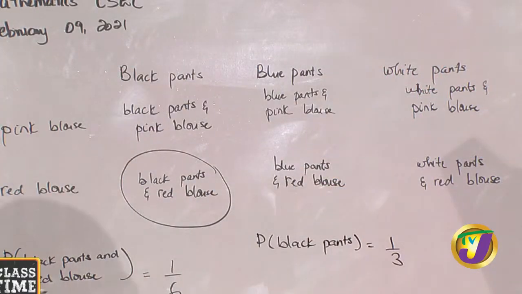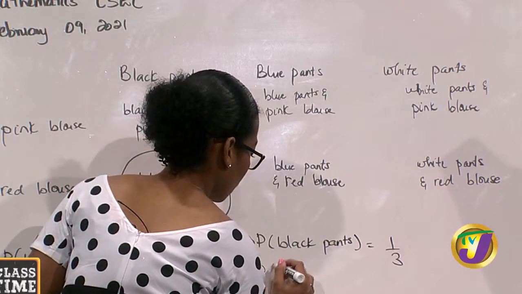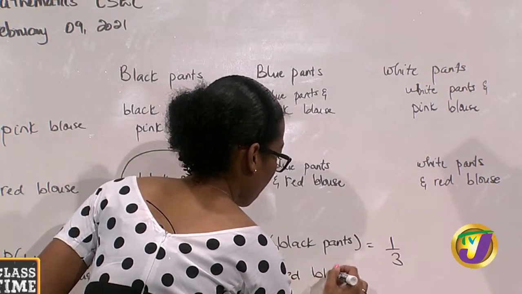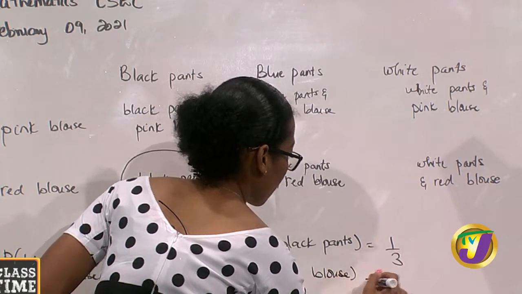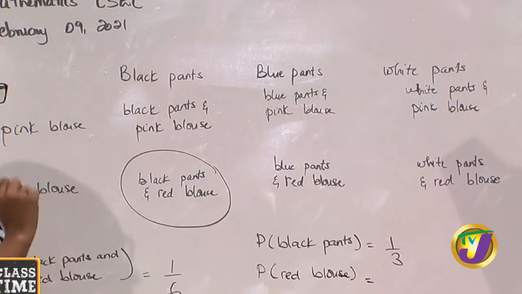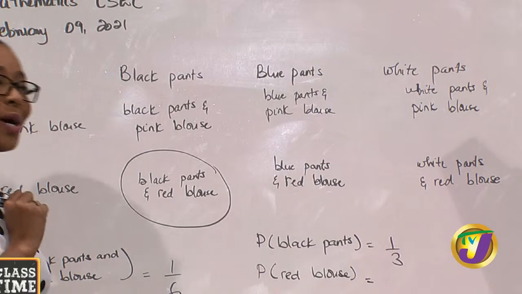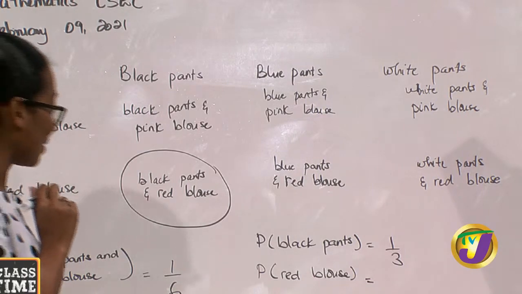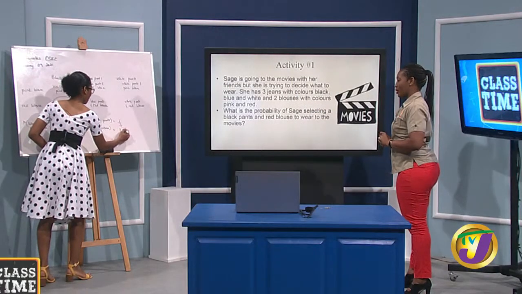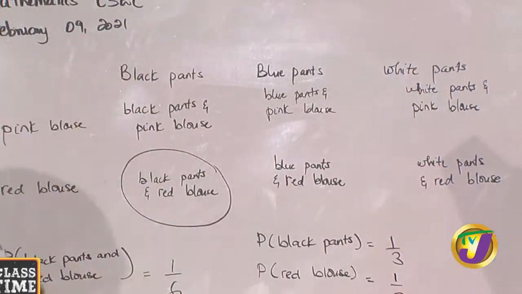Probability of a red blouse. How many blouse colors does she have? 2 blouses, and she can choose the red. It's 2 blouses. She has pink and red. So it's 1 out of 2. A half. All right.